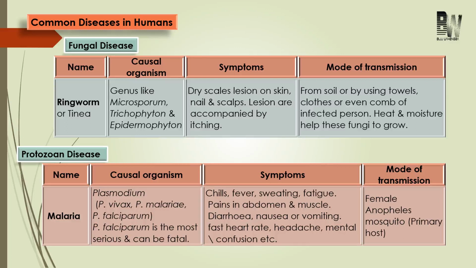Next, come to protozoan disease, that is malaria. Malaria, we know, is one of the most life-threatening diseases, and it is caused by a type of parasite known as Plasmodium. This Plasmodium can be transmitted from one person to another through a vector, and that vector is the Anopheles mosquito. There are 5 parasitic species that can cause malaria, and one of them, Plasmodium falciparum, is the greatest killer of human beings all over the world.